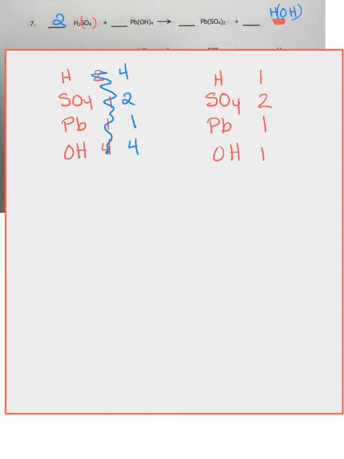Now let's go to the other side. The sulfates match and the lead matches, so I have to address my hydroxides and my waters. Well, you'll see that they both are 4 here and 1 and 1 here. So if I take and put a 4 in front of this HOH and I recount, I got 4 hydrogens, I've got 2 sulfates, I've got 1 lead, and I've got 4 hydroxides. And now everything matches up nice and pretty. 4, 4, 2, 2, 1, 1, 4, 4. So the trick there was to change the water into an HOH.